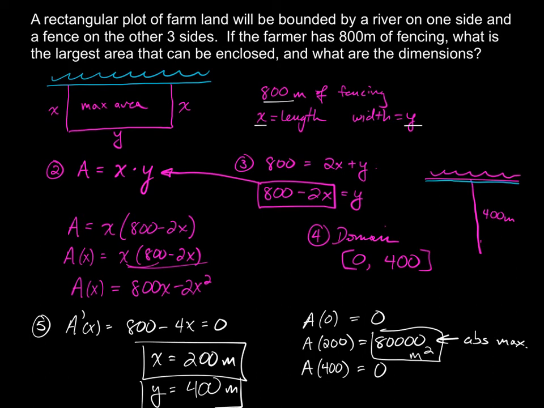So here are the answers for the area that can be enclosed, 80,000 meters squared, and the dimensions that give that, 200 by 400 meters.